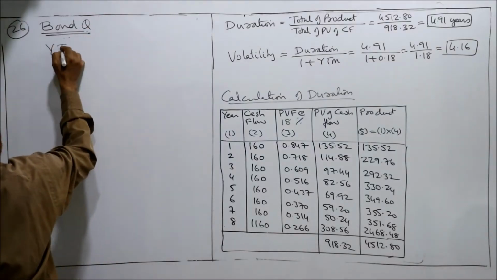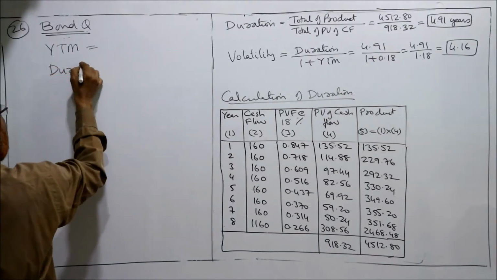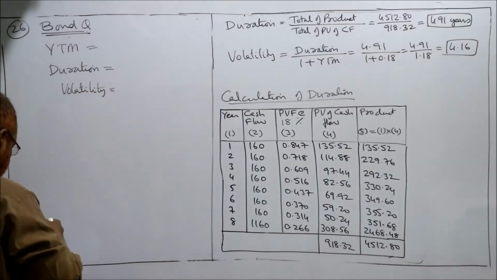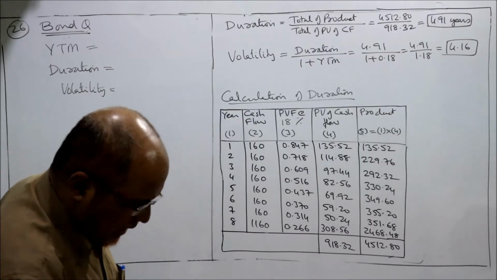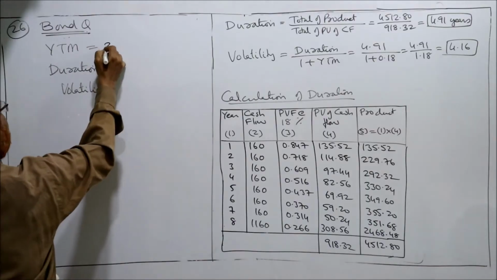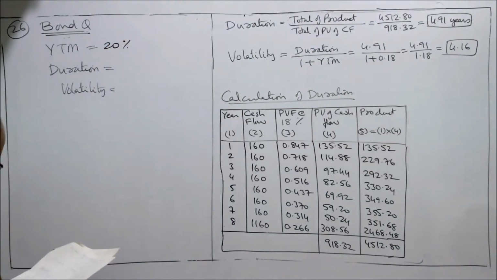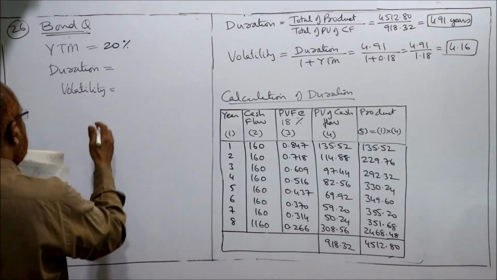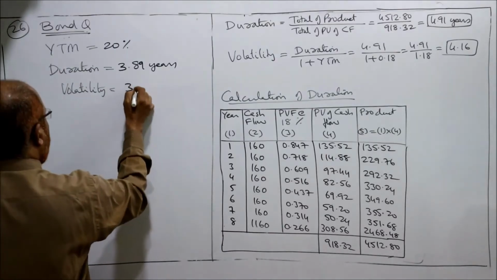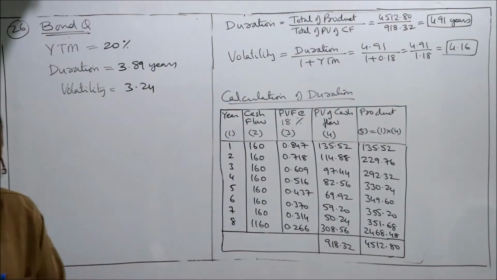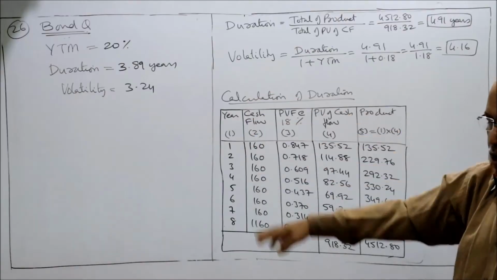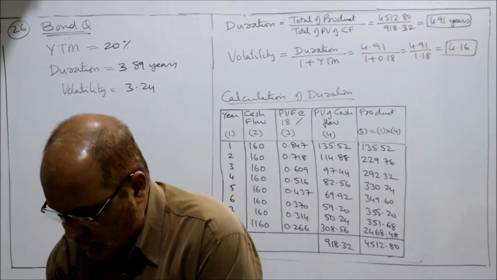Bond Q, YTM, duration, volatility. I am giving you the answer. YTM is 20%. If you do it, you will get the YTM as 20%. Then duration you will get 3.89 years, and volatility you will get 3.24. That's it. This is the answer you will get if you do the problem yourself. Bond Q, exactly the same procedure that we applied in bond P.